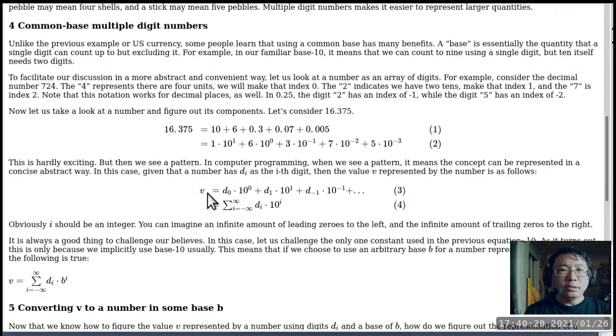And the value being represented by a particular number in base 10 can now be represented using the sigma notation. So I just go from negative infinity to positive infinity because I don't know the number of digits in a particular number. Now, obviously, when we write a number, the leading zeros we don't write, right? The trailing zeros we also do not write. So in a practical sense, I is going from usually a fairly small number to a usually fairly small number too.